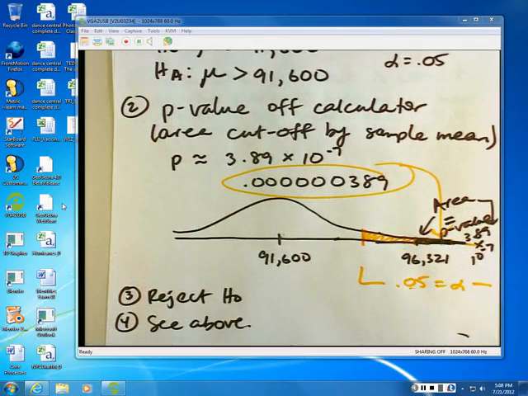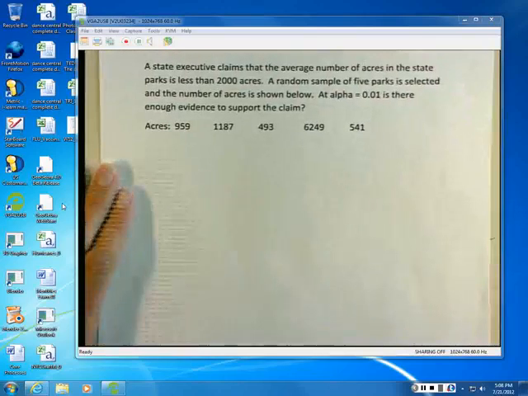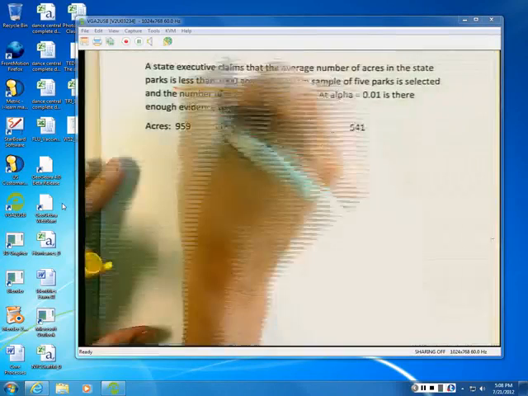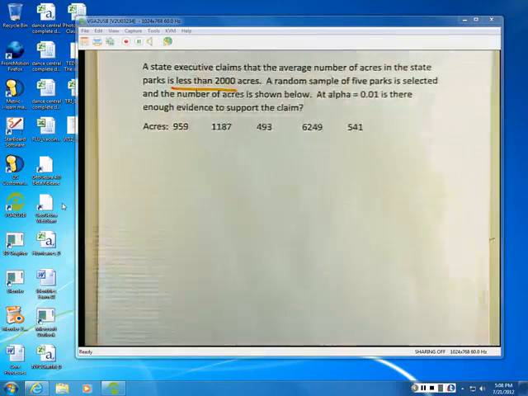Let's see. How about we'll do just one more. So I've got one more example here. This one uses a t-score. This one says a state executive claims that the average number of acres in the state parks is less than 2,000. Oh, so less than here. Let's just jump right in. Less than 2,000. That's my alternative hypothesis.